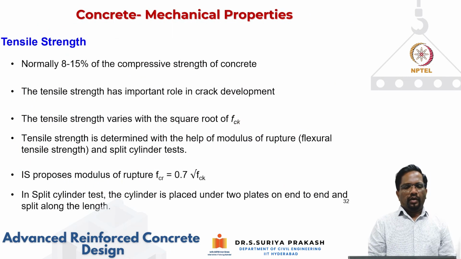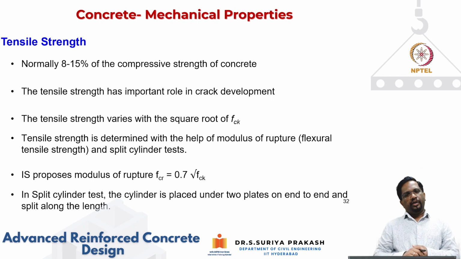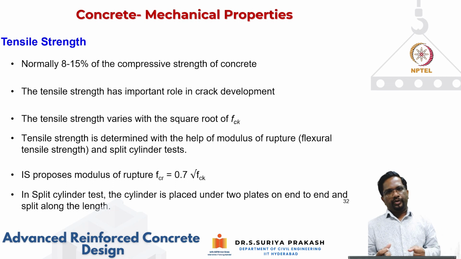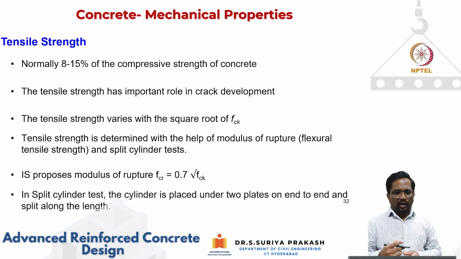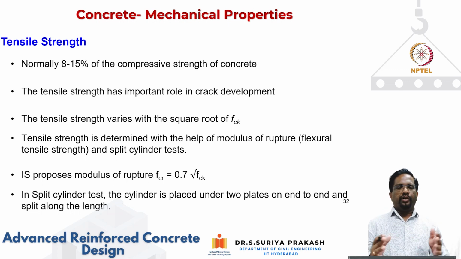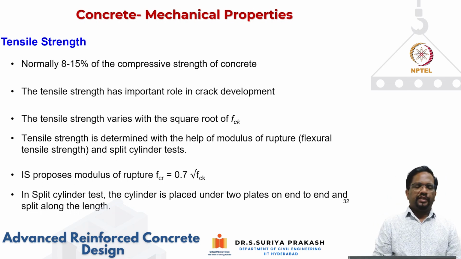Okay, so this is with respect to the variation of properties for compressive strength. Now we know that concrete is strong in compression and weak in tension. Wherever tension is there, of course, we need to put reinforcement to tackle the tension. And it is also important to understand, from a serviceability point of view and from a crack width point of view, how the concrete is behaving in tension as well. So usually the tensile strength of concrete varies between 8 to 15% of your compressive strength.